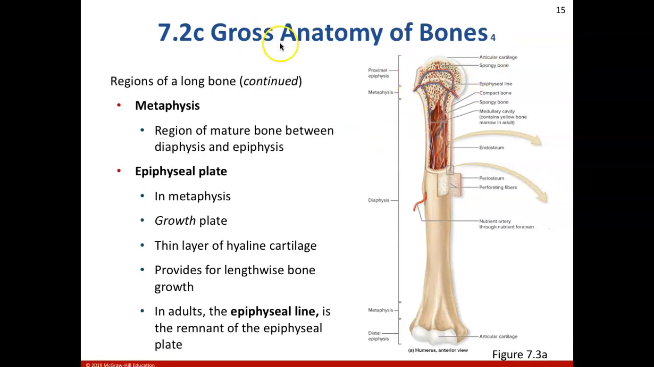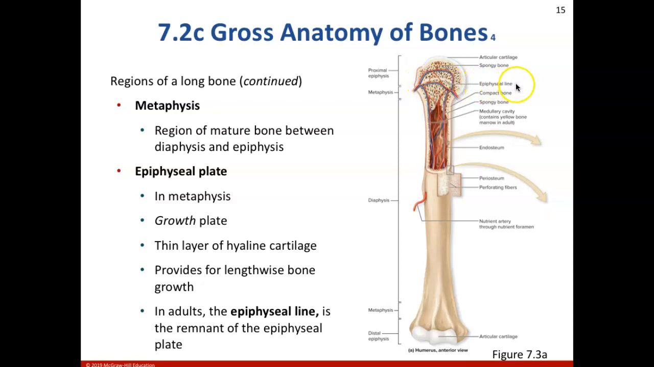And you may have noticed that between the epiphyses and the diaphyses, we skipped a region, and that is the metaphysis. So that is this portion right in here. This is a region of mature bone between the diaphysis and the epiphysis. You may have noticed this little line in here as well. This is where the epiphyseal plate would be found. Notice how here it says epiphyseal line, so that means something different.